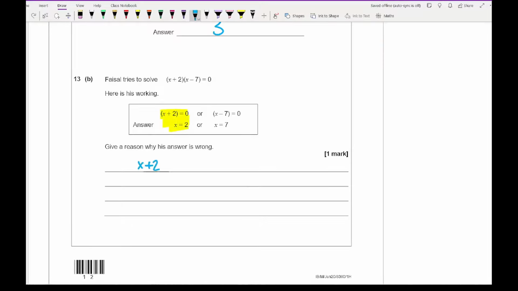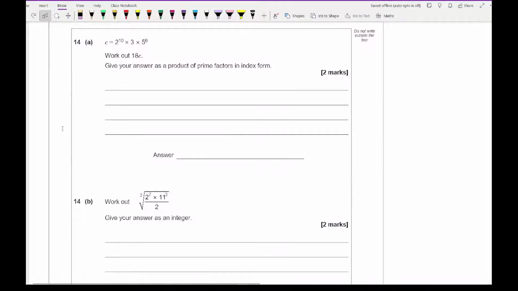So x plus 2 equals 0 gives you an x value of minus 2, not positive 2. Now with 14a, it says c equals 2 to the power of 10 times 3 times 5 to the power of 6. Work out 18c and give your answer as a product of its prime factors.